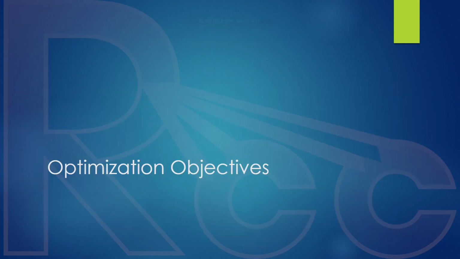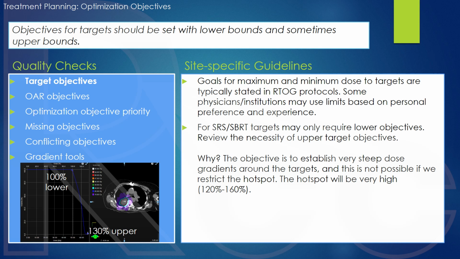Now, what about optimization objectives? Objectives for the target should be set, sometimes upper and certainly lower bounds. And these upper bounds should reflect the planning intent, whether it's homogeneous dose or whether we allow the dose to be really hot in the center of the field. Goals for maximum and minimum dose are typically stated in the RTOG protocols or clinical trial protocols, so this should be a good basis for guiding your practice. There may be institutional variation based on physician preferences that could influence this to some degree.